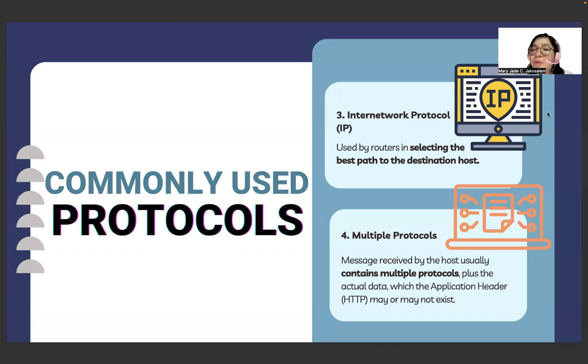Third one is the Internetwork Protocol, or the IP. It's a protocol used by routers in selecting the best path to the destination host. Again, as I've said before, a router is a networking device responsible for choosing the best path where the data packets will pass through. So the Internetwork Protocol is the one that governs that process.